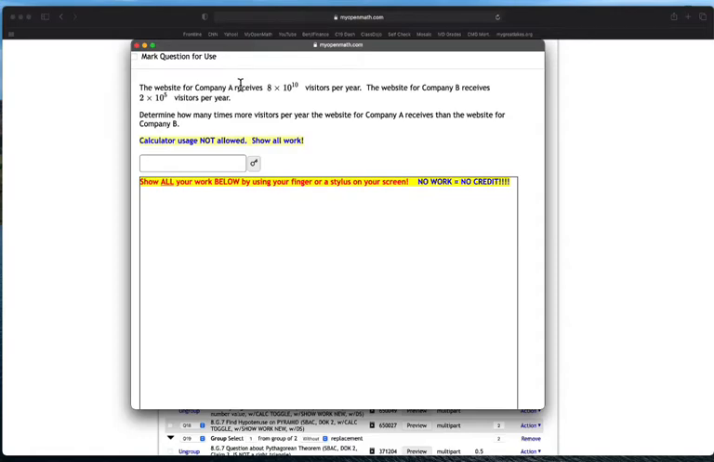If you read this problem, the website for Company A receives 8 times 10 to the 10th visitors per year. The website for Company B receives 2 times 10 to the 5th visitors per year. Determine how many times more the visitors per year the website for Company A receives than the website for Company B. So basically, Company A is 8 times 10 to the 10th, and Company B is 2 times 10 to the 5th.